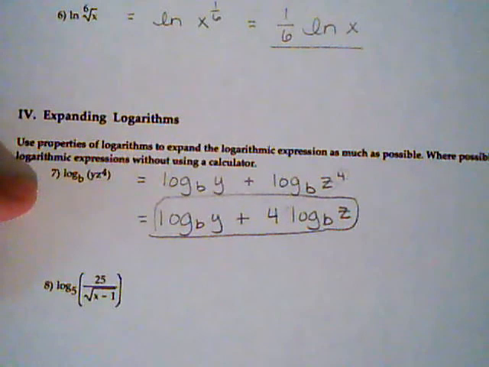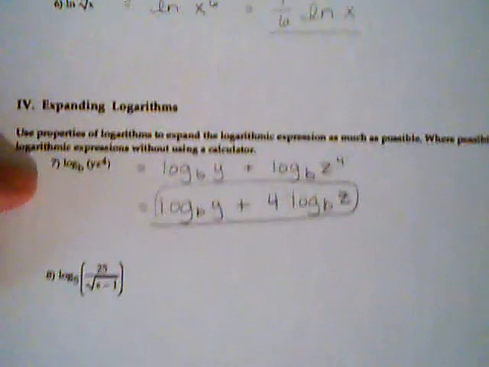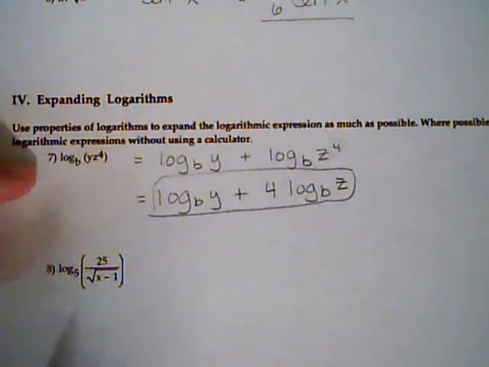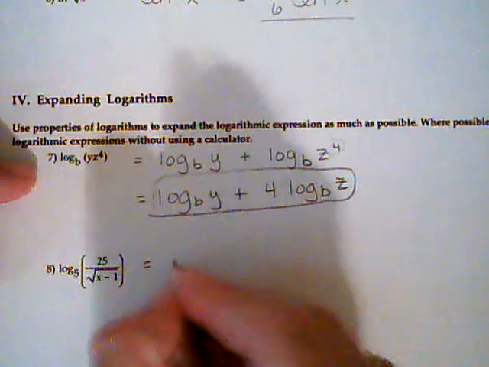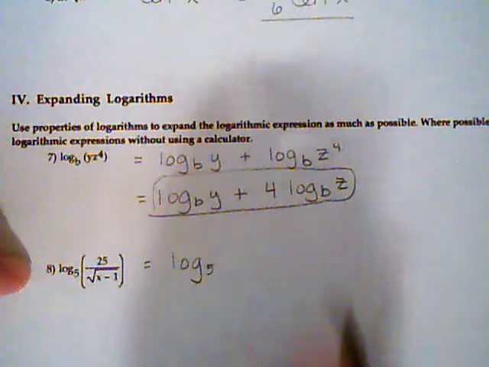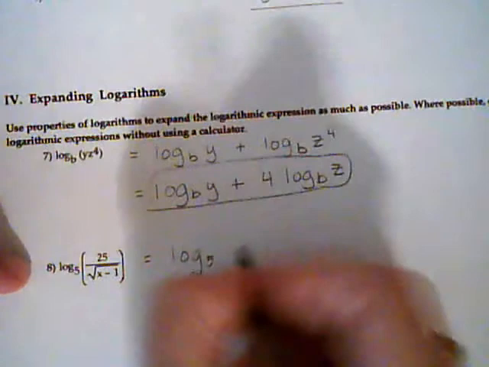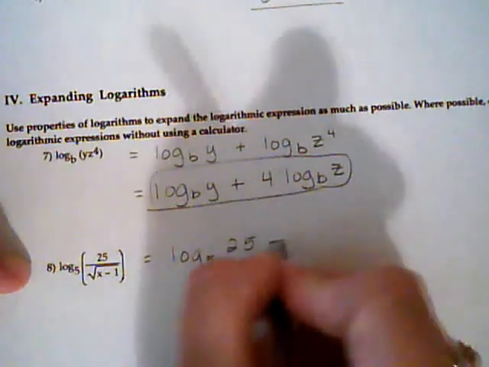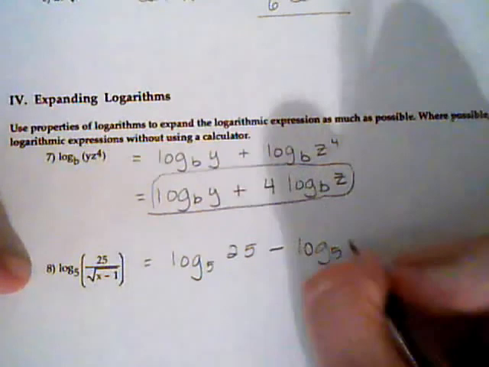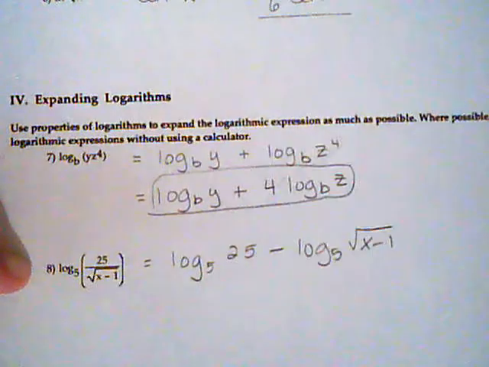Okay, number 8, log base 5 of 25 over the square root of x minus 1. Okay, first thing I notice is that I have a quotient. So that means I can rewrite this as the difference of 2 logs. So log base 5 of 25 minus log base 5, and that would be of the square root of x minus 1.